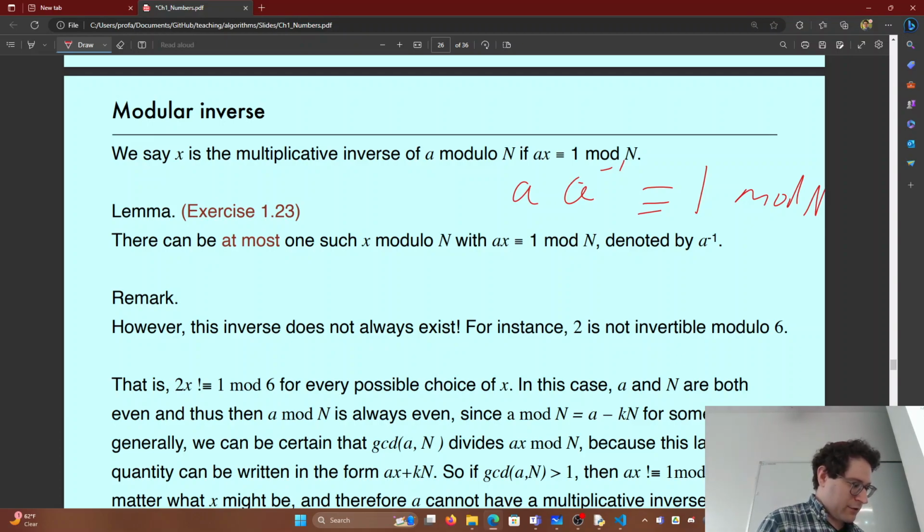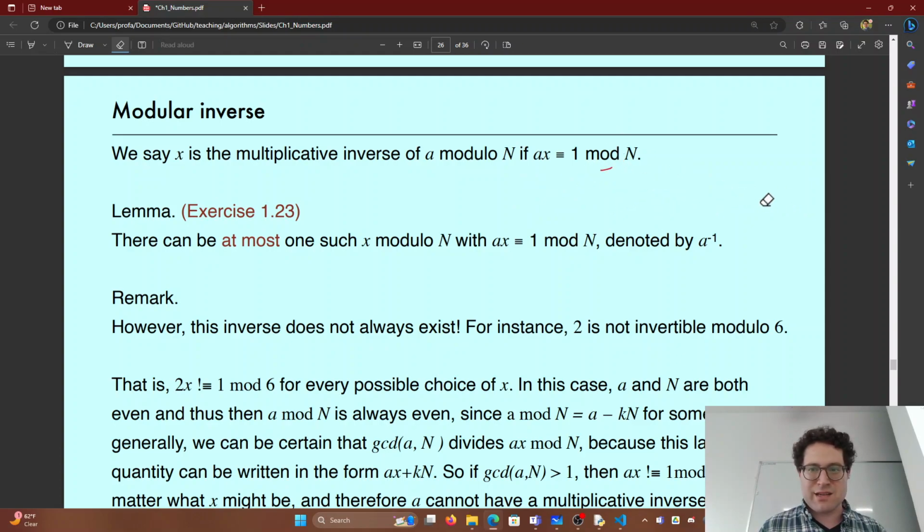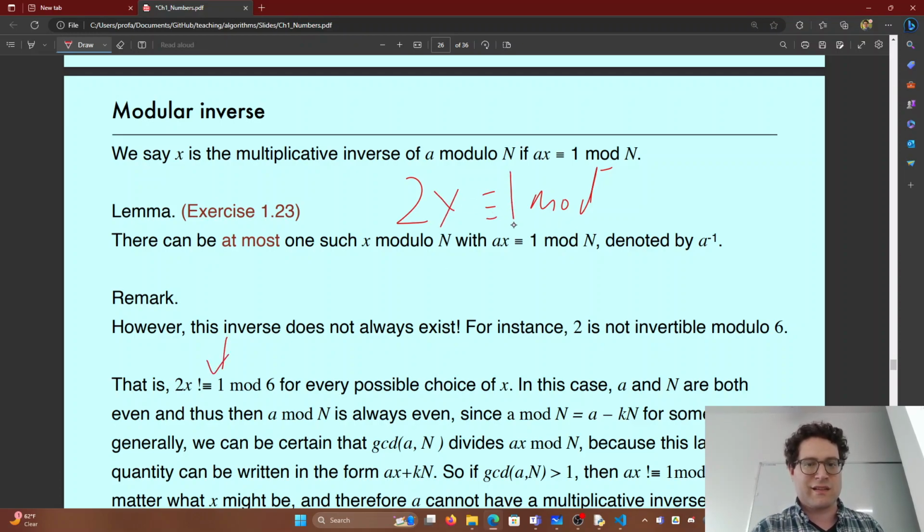And what that number is exists in that modular space. The inverse doesn't always exist, by the way. For instance, there is no inverse for 2 in mod 6. There's nothing that will satisfy this equation, there's no x that will give us that, right? We can check it ourselves.